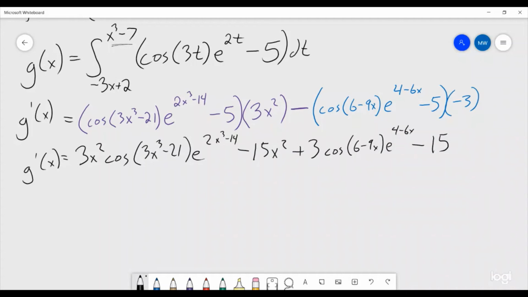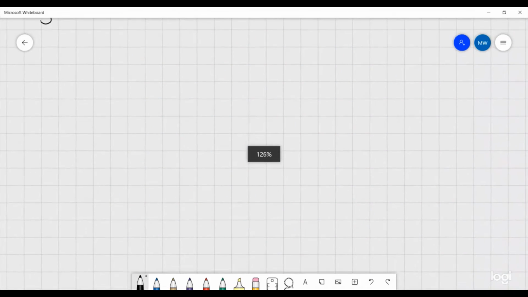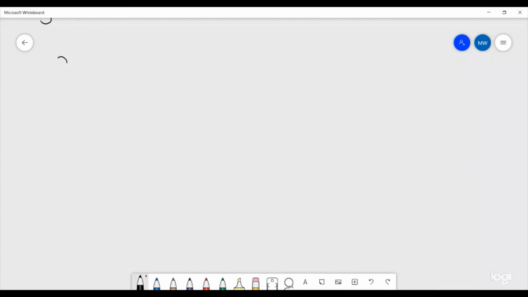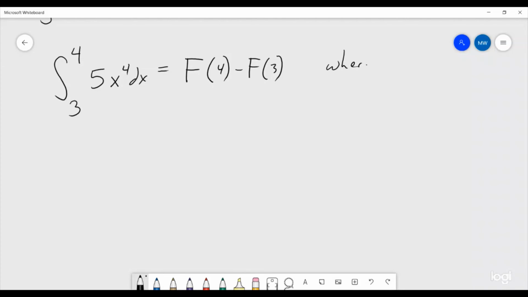Let's talk about a couple problems for the second part of the fundamental theorem of calculus. So that tells us how we are able to integrate something like the integral from 3 to 4 of 5x to the 4th. So this says that if we can find an antiderivative of 5x to the 4th, we can evaluate it at 4. So this can be equal to f of 4 minus f of 3, where f is the antiderivative of 5x to the 4th, meaning that f prime of x is equal to 5x to the 4th.